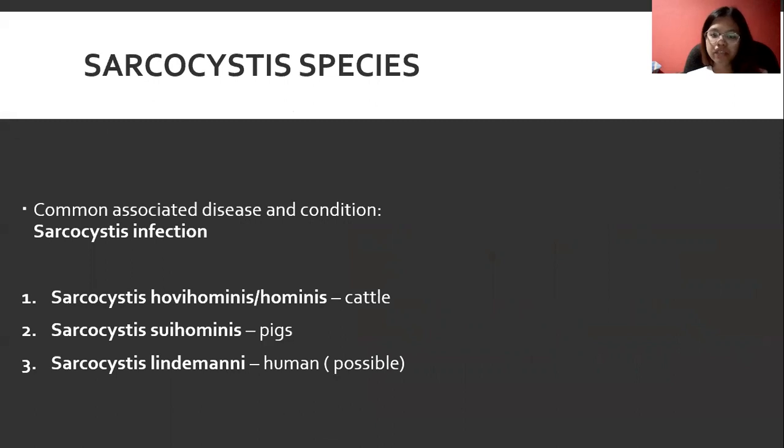So, common associated disease and condition, it is the Sarcocystis infection. We have 3 Sarcocystis species. We have the Sarcocystis bovihominis that infects cattle, the Sarcocystis suihominis that infects pigs, and the Sarcocystis lindemanni which possibly infects humans.